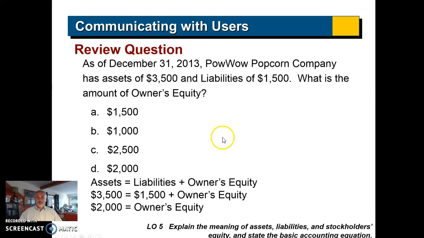Here's another one. As of December 31st, 2013, Powell Popcorn Corporation has assets of $3,500 and liabilities of $1,500. What is the owner's equity? We put in what we know, and we know assets and liabilities. We solve for owner's equity, which is D, 2,000. Are you getting the hang of it?